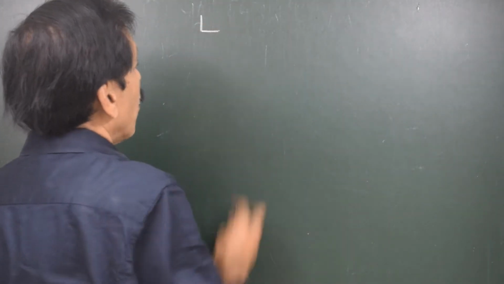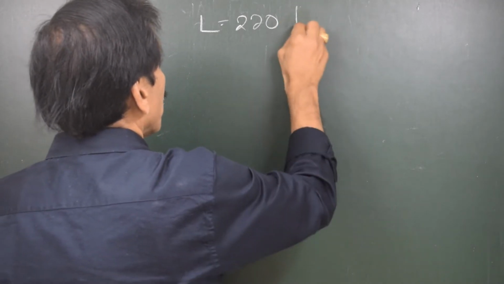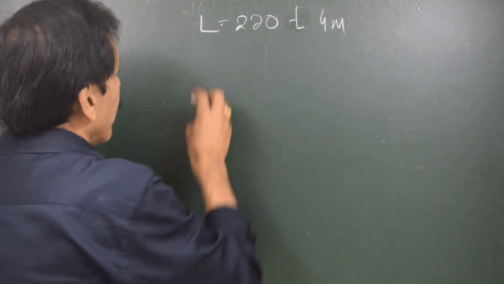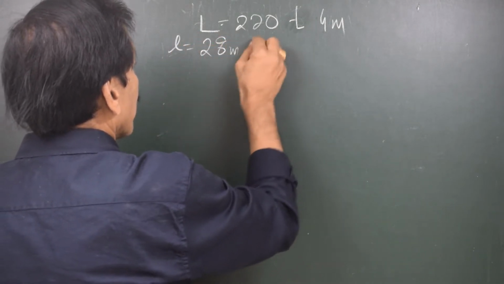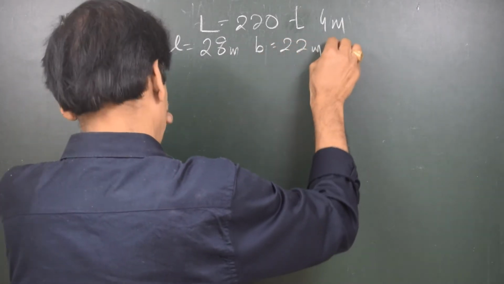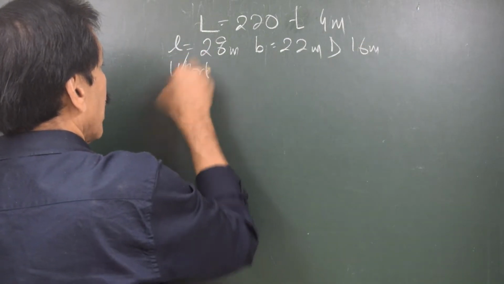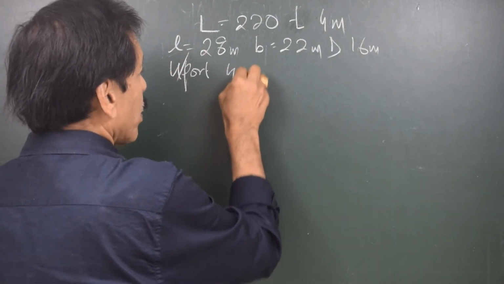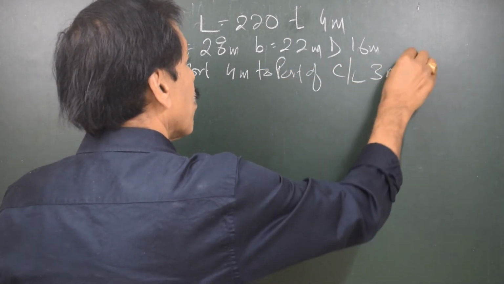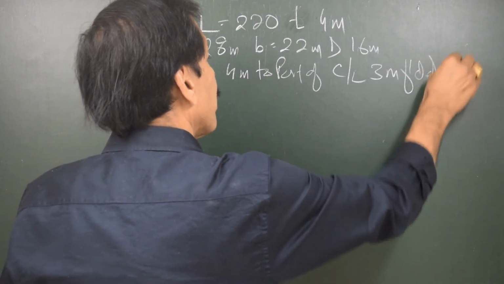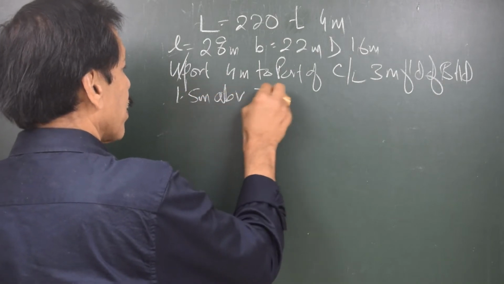Say the length of the vessel is 220 meters. The breadth is not required. The trim is 4 meters. Now there is a tank whose length is 28 meters, the breadth is 22 meters, and the depth is 16 meters. And if you talk about the ullage port, it is located 4 meters to port of center line, 3 meters forward of the bulkhead, and 1.5 meters above the tank top.